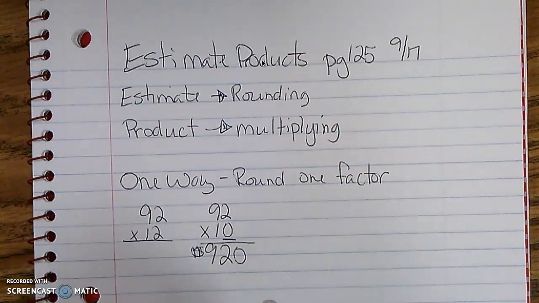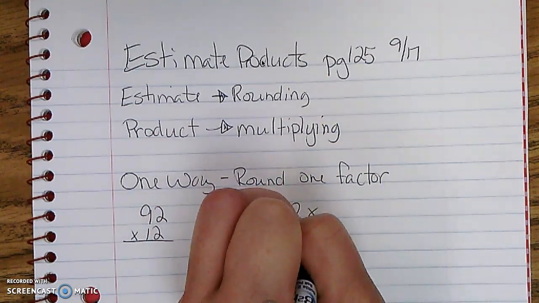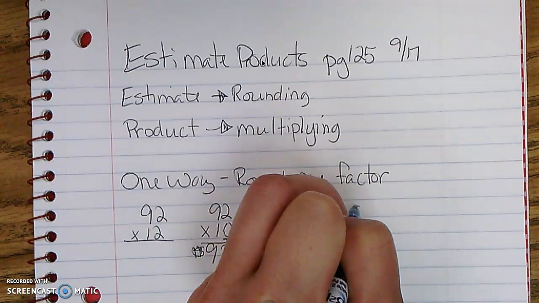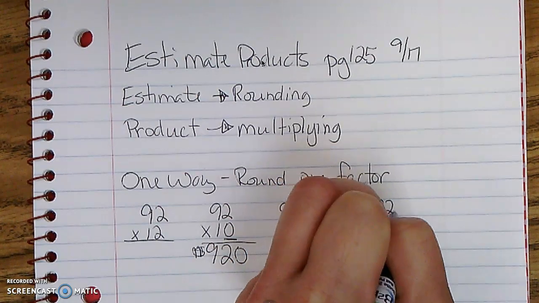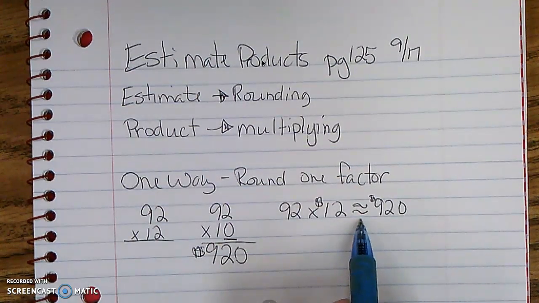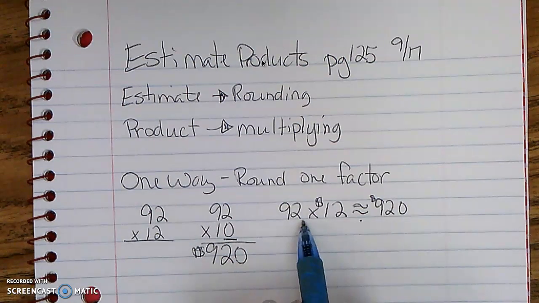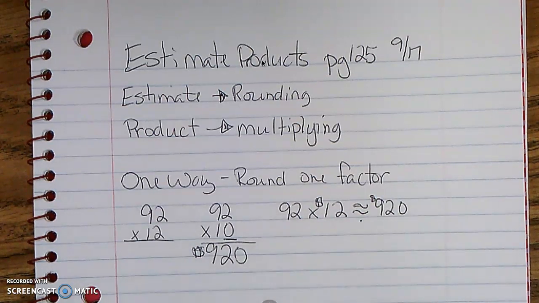And when we write this out, we would write that 92 times $12 is about $920. Now notice my wavy equal sign. The wavy equal sign tells us it's an estimate. That means about. So I would read this as 92 times $12 is about $920.